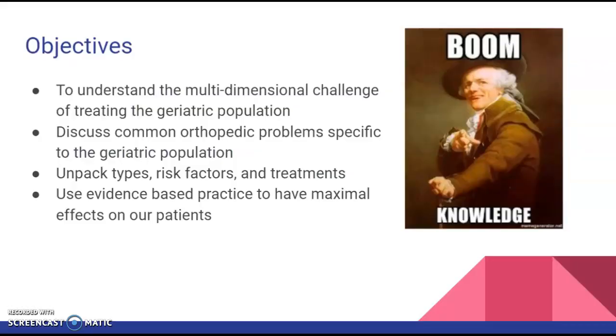Number one is to understand the multidimensional challenge of treating the geriatric population. So a few points here. First of all, they have habits and lifestyles that they've been practicing since before most of us, actually all of us, were born. So when we go to have those kinds of health and wellness conversations with these patients, it is going to be very difficult. We're going to have to provide all kinds of evidence for why they should change what they've been doing for many, many years.